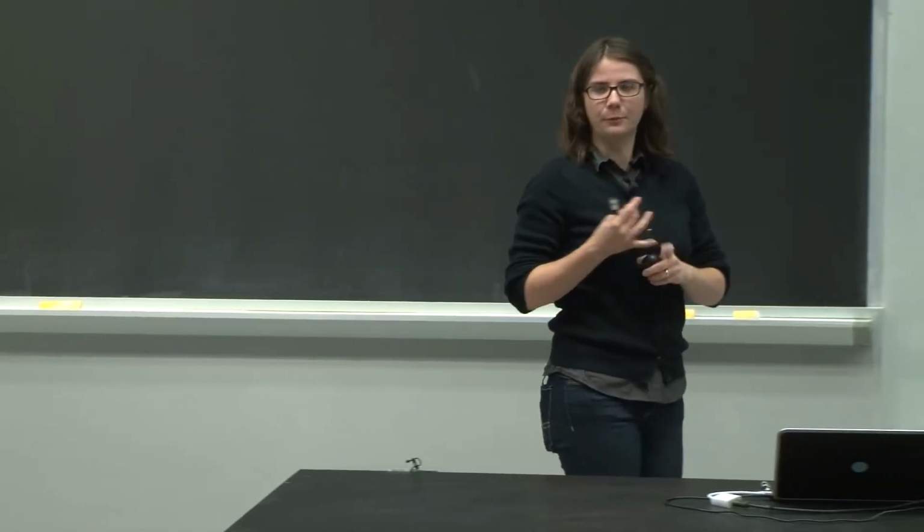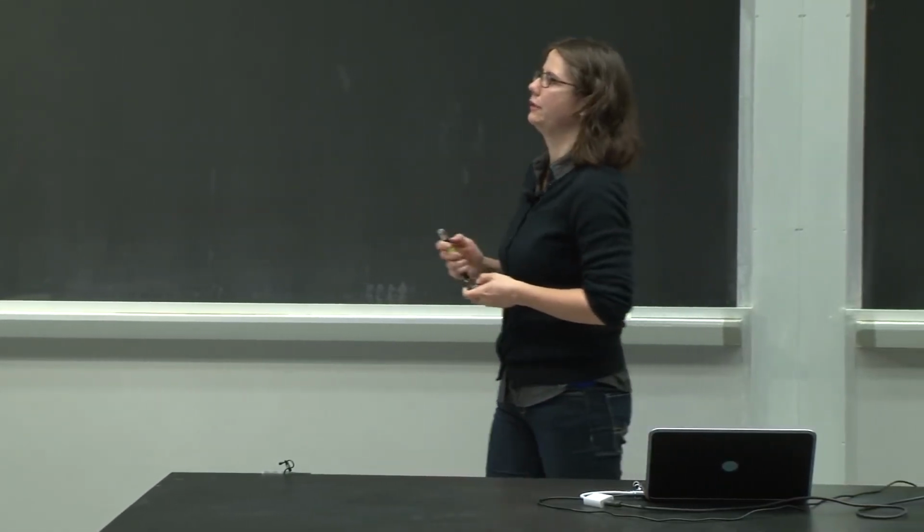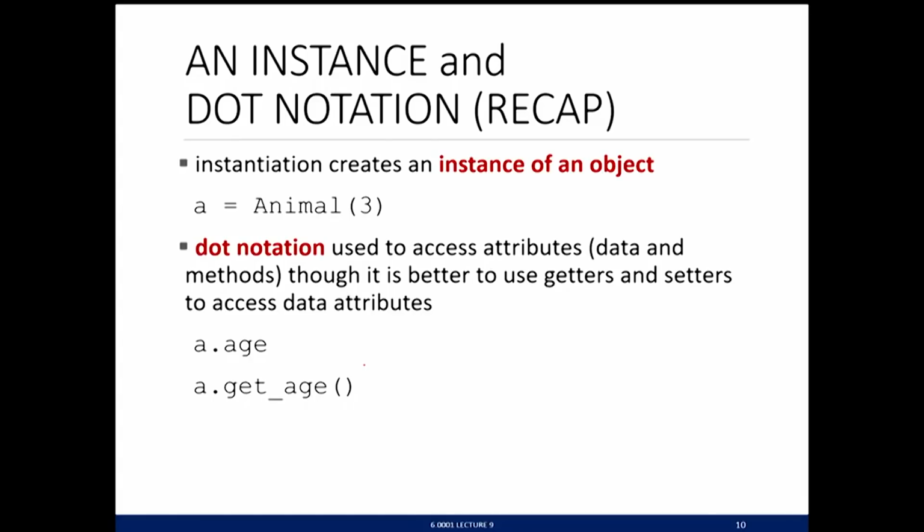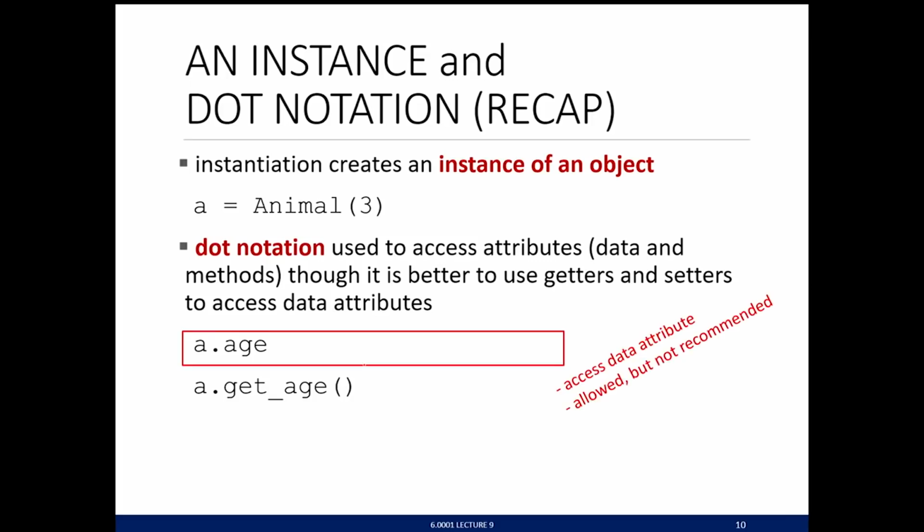So the previous slide, this slide here, shows the implementation of the animal class. And here we can see how we can create an instance of this object. So we can say A is equal to animal 3. So this is going to create a new animal object with an age of 3. And we can access the object through the variable A. Dot notation, recall, is a way for you to access data attributes and methods of a class. Okay? So you can say a.age later on in your program, and that is allowed. It'll try to access the age data attribute of this particular instance of the class A. So this is going to give you 3.